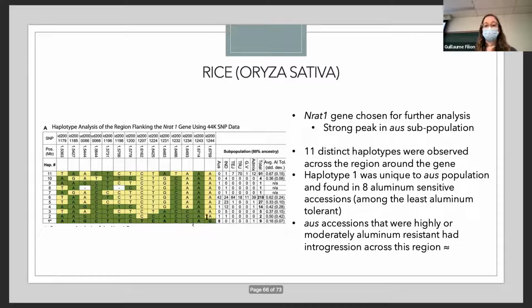But they actually found that those individuals, or those strains that had this, were the strains that were actually the least tolerant to aluminum. And instead, the accessions that had high or moderately high aluminum resistance actually had introgression, which is essentially happening from hybridization. So they essentially have a different subpopulation's haplotype in that region. So they are associating this haplotype 1 with being more sensitive to aluminum.